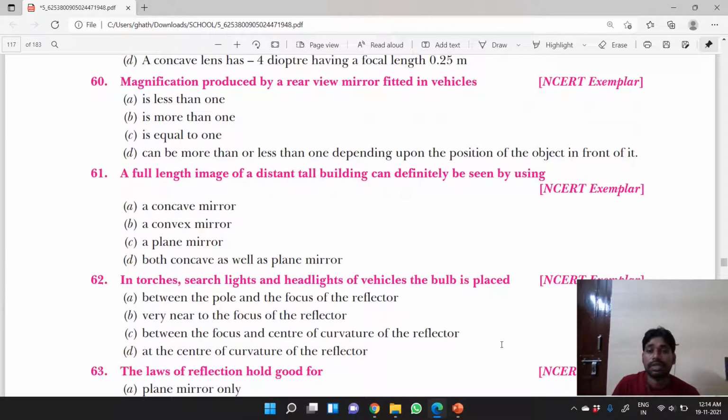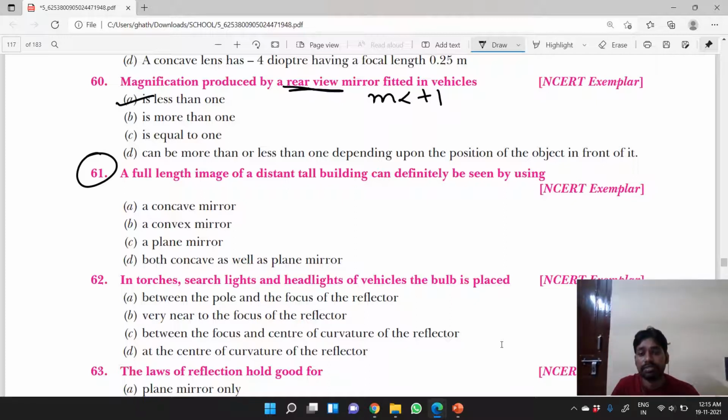Magnification produced by the rear view mirror: I have told you already, magnification is always less than plus 1, which is nothing but less than 1. The image of a distant tall building can be seen by using the same mirror, a convex mirror.